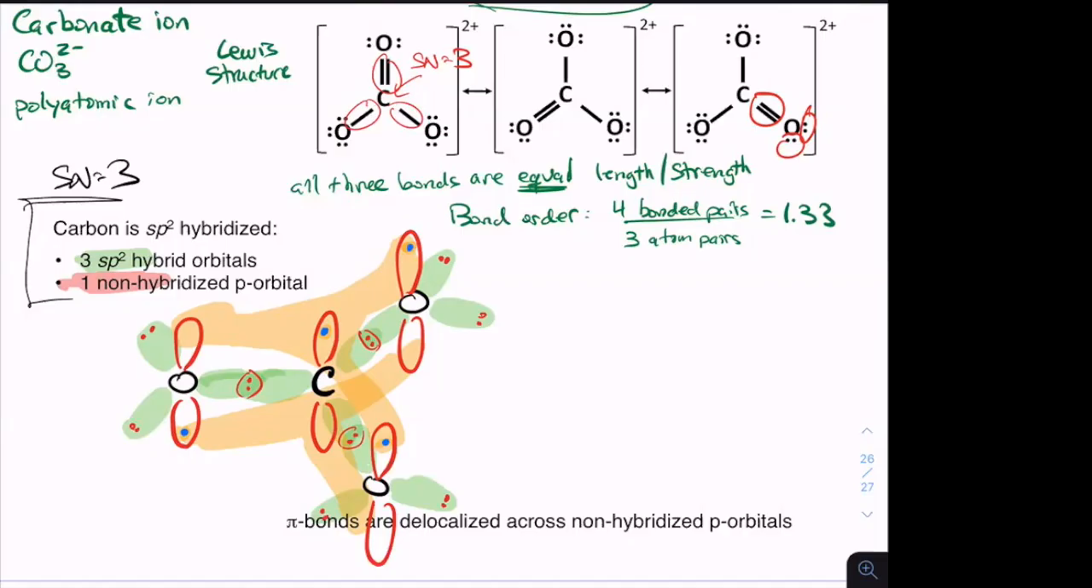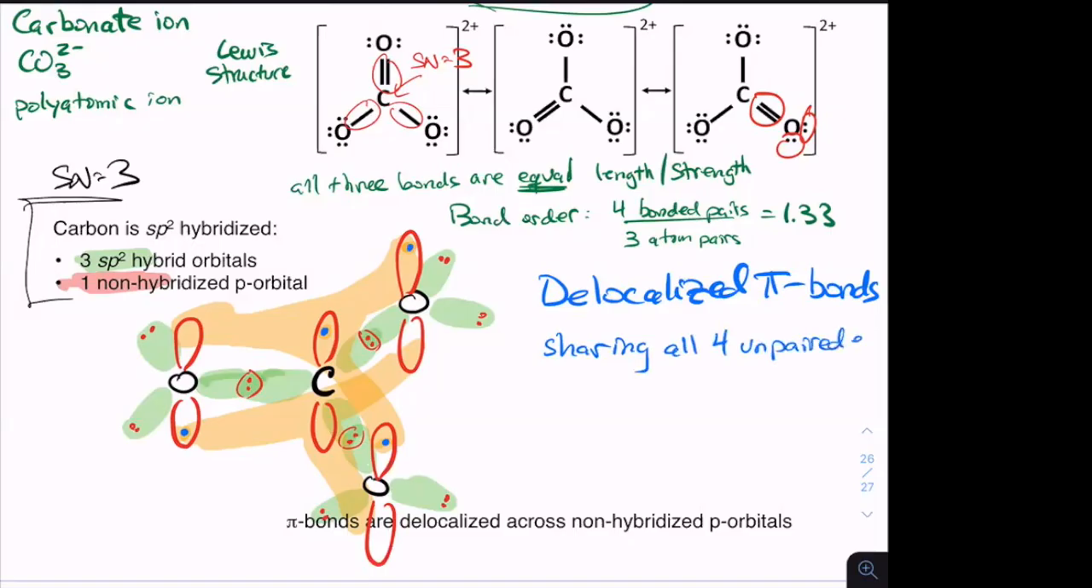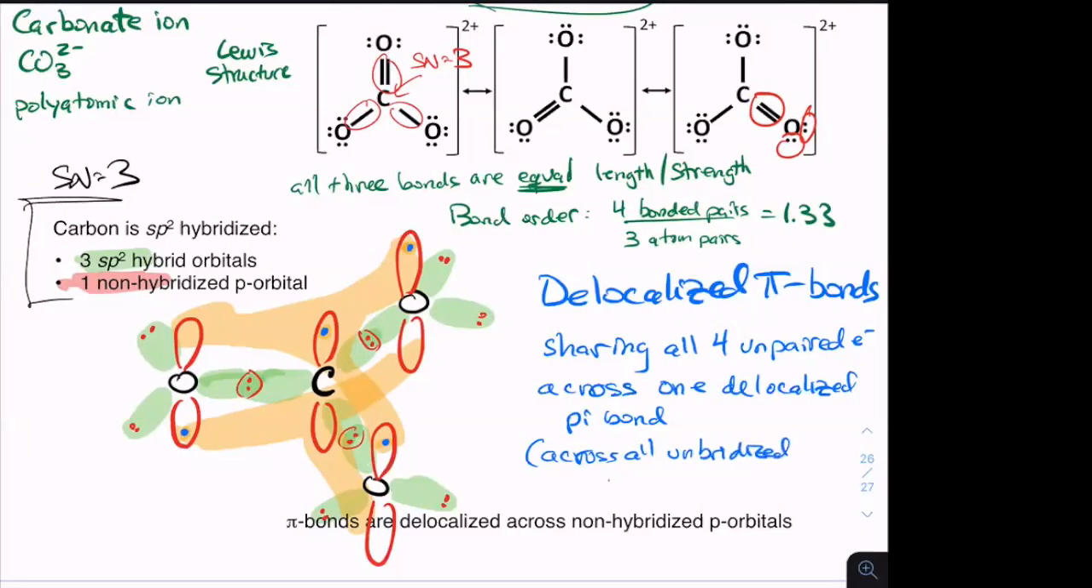So what we have is delocalized pi bonds. We're basically sharing all 4 unpaired electrons across one delocalized pi bond. It's basically across all of the unhybridized p orbitals.